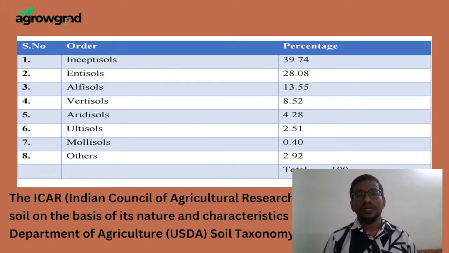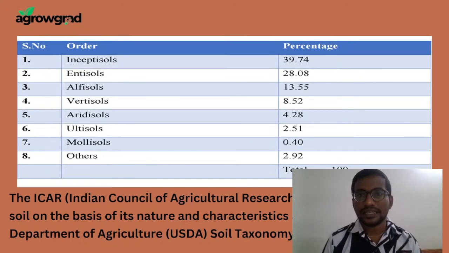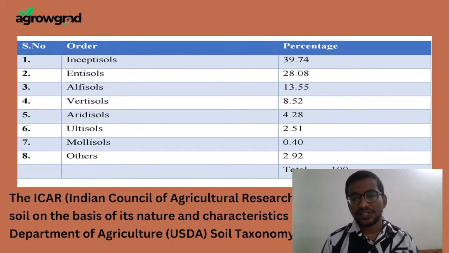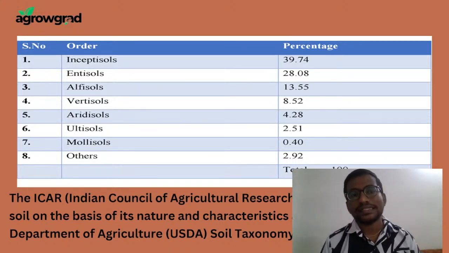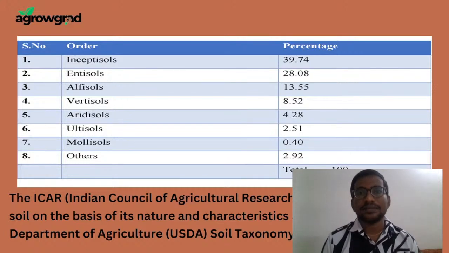In this order, Inceptisol is the number one area, 39.74%. After that, Entisol, Alfisol, Vertisol, Aridisol, Ultisol, Mollisol, and others make up the 100%. Inceptisol comes in the first category. This classification is given by the Indian Council of Agricultural Research based on the nature and characteristics of the United States Department of Agriculture soil taxonomy. In this taxonomy, we can know which soil is dominant in India and which order it comes under.